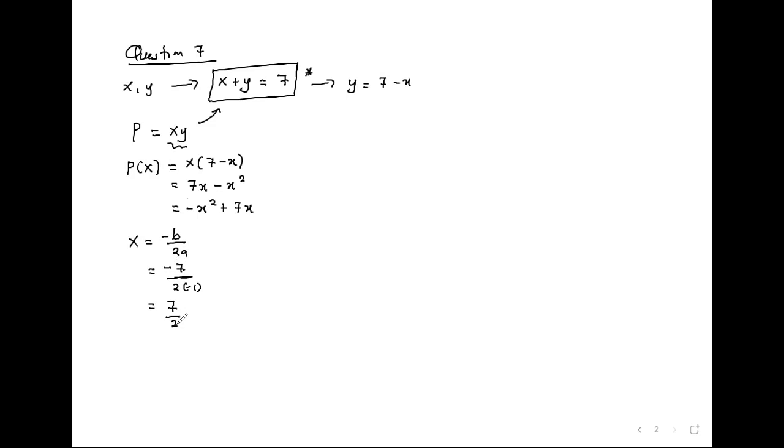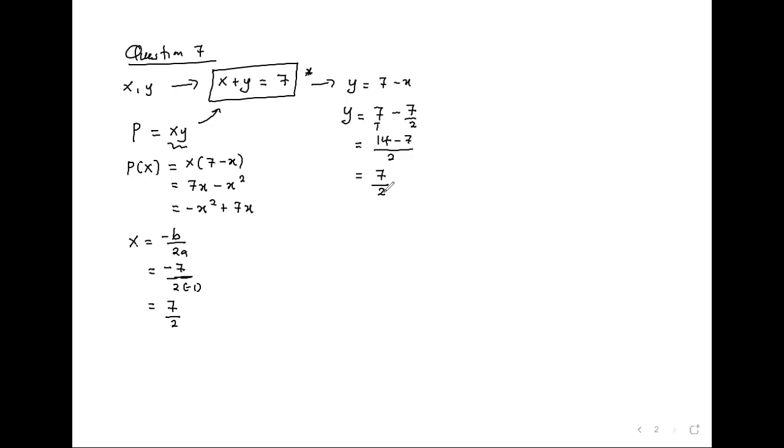Then you go to y and say, now I know what x is, I have brought this value here. And then you get 14 minus 7 over 2, giving us another 7 over 2. So x and y are equal.